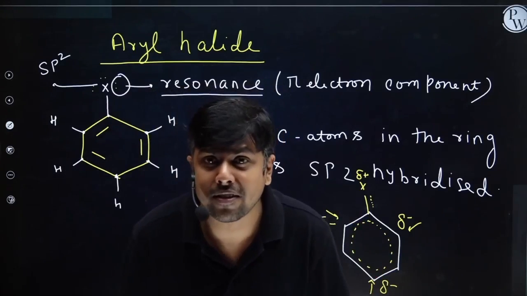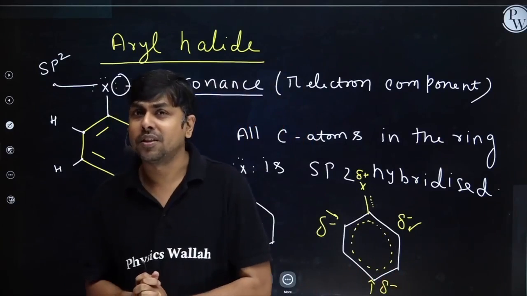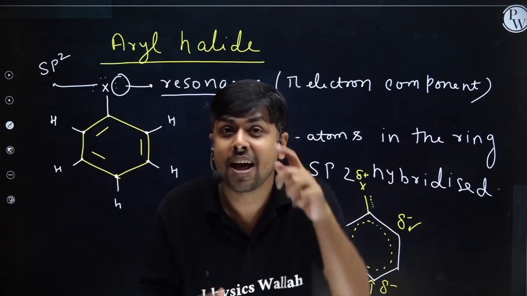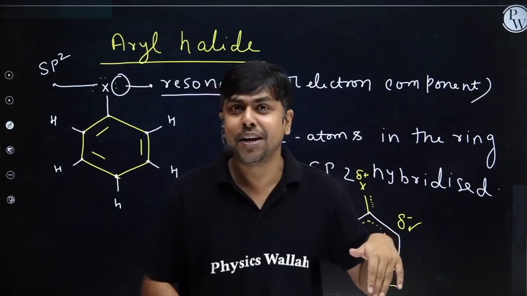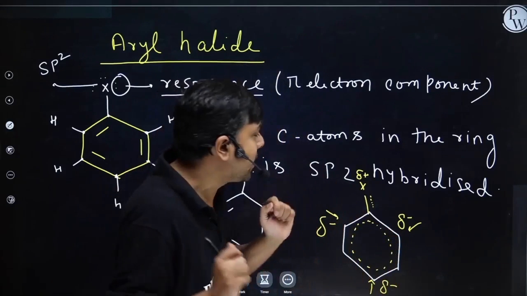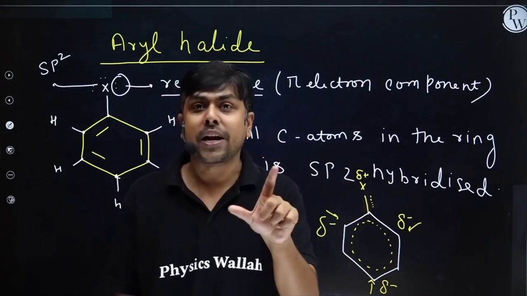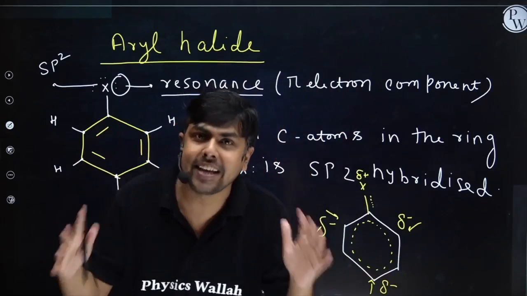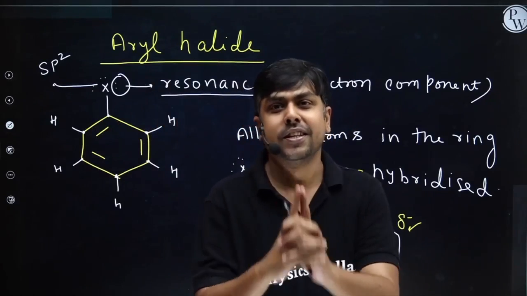Will it undergo SN1? No. Why won't it undergo SN1? Because in SN1 we have the formation of carbocation after the departure of the leaving group. If I remove halogen from here, I will have a phenyl carbocation. And this phenyl carbocation is highly unstable, so it won't undergo SN1 reaction.